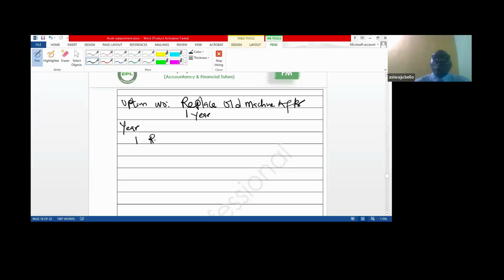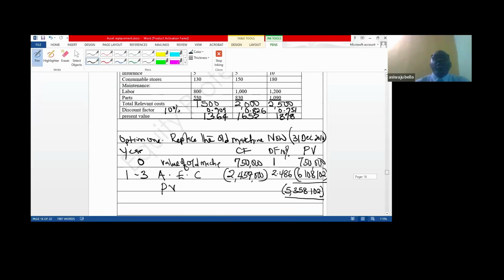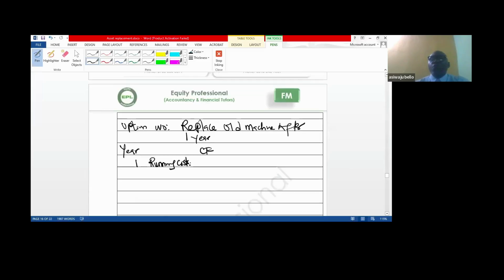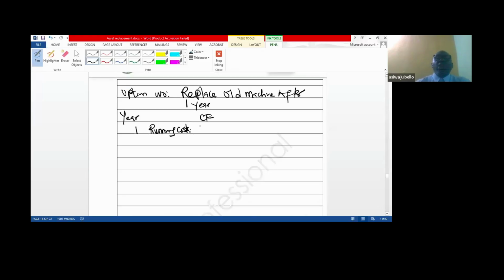We are going to incur running costs. What is the running cost of the old assets? After 1 year, we are going to incur relevant running costs of 1,500 with a present value of 1,364. We'll pick that. Don't forget we have 000. We are going to incur 1,364,000 as the present value of our running cost in year 1.